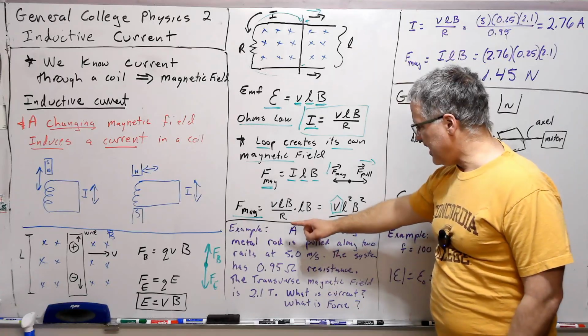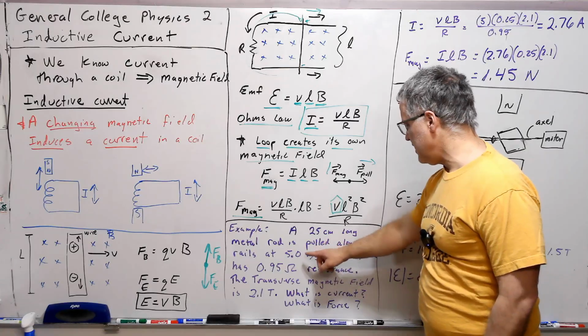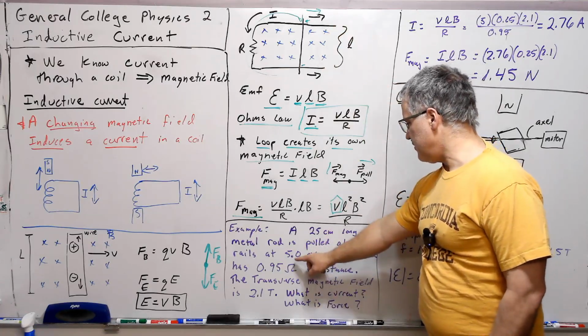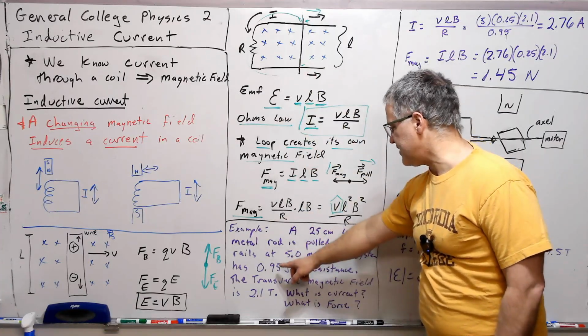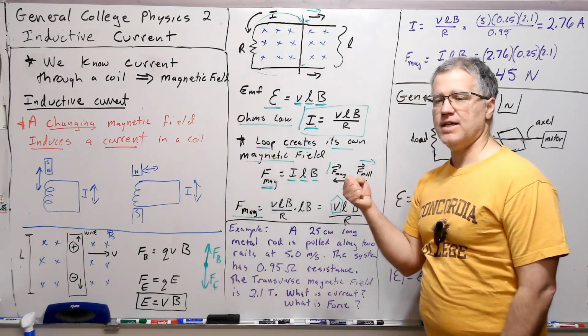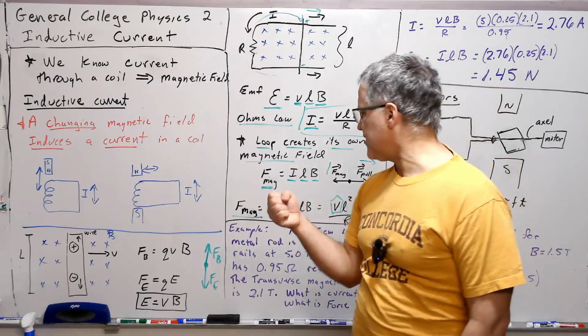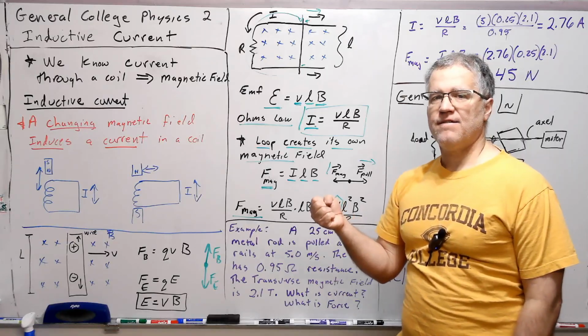So we have a 20 centimeter long rod here. The whole system of rails has 0.95 ohms of resistance, and we're using a constant force to counter this magnetic force. We're pulling this at a constant 5 meters per second.